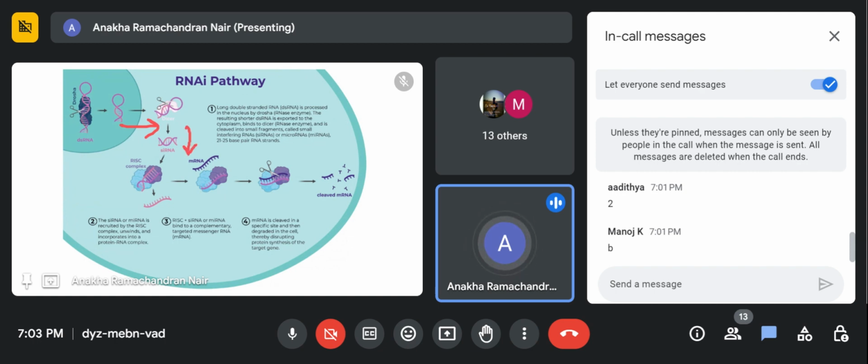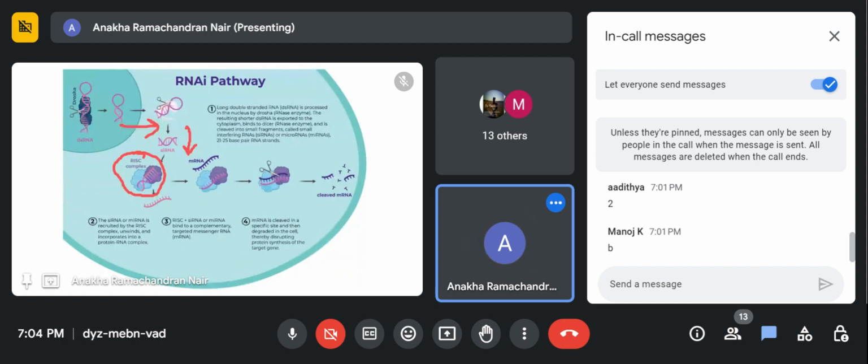So here you form small interfering RNAs. Then the small interfering RNAs or the microRNAs will be recruited by the RISC complex. That is what is happening here. And the double-stranded RNA will be changed into a single-stranded RNA molecule, which is open now to the attachment of your mRNA to it.